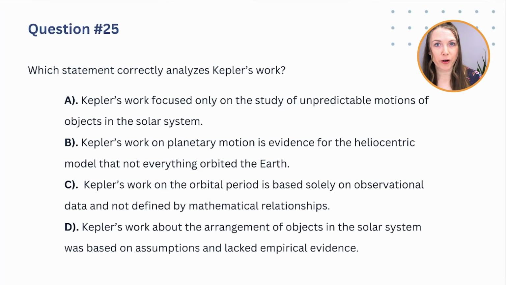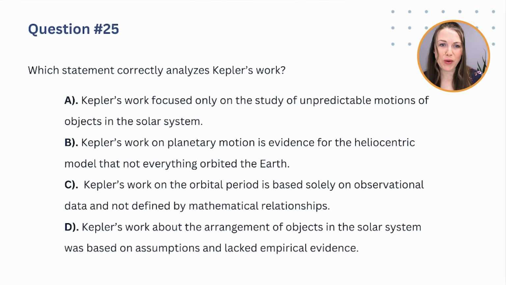Question 25. This one is not referring back to any of the charts, and really it's just the overall reading and having to use a little bit of background knowledge or think about the wording. This one is considered a hard question, but we've got this. Which statement correctly analyzes Kepler's work? A: Kepler's work focused only on the study of unpredictable motions of objects in the solar system. Think about what we read. Is it focusing on unpredictable motions? No, right? He's a scientist. He's finding the predictable. When objects are closer to the sun, they're moving faster, right? He was figuring out these things. It's not unpredictable at all.